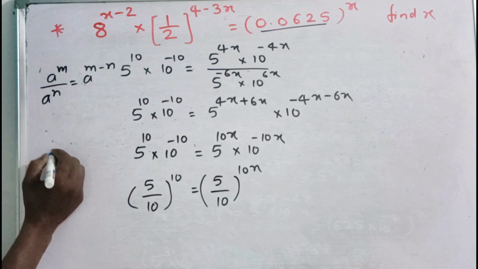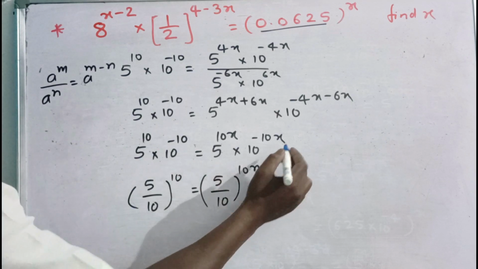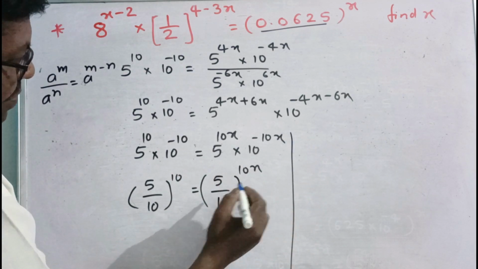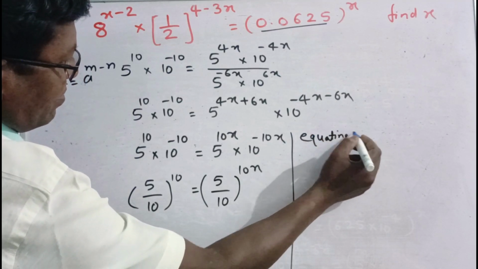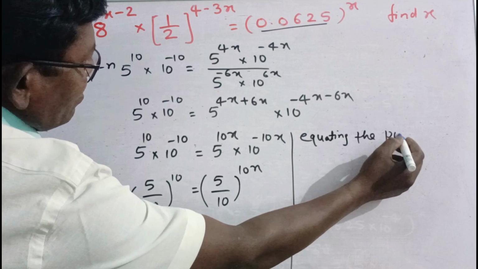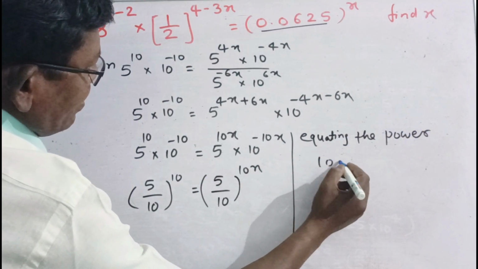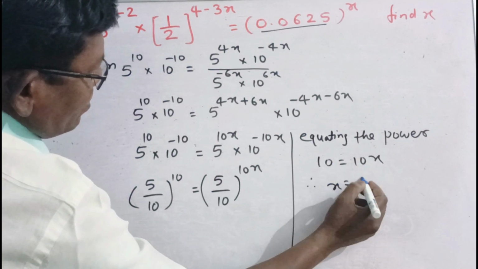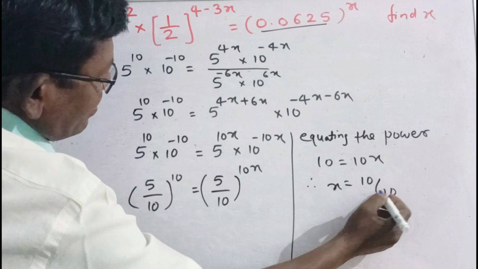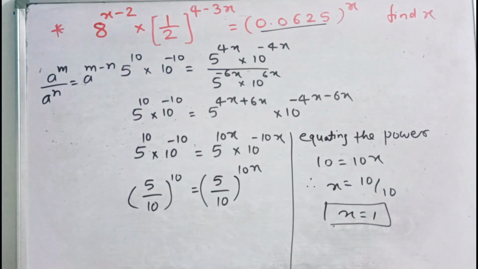Now the base is the same, just we want to equate the power. Equating the power, 10 is equal to 10x, therefore x is equal to 10 by 10, x is equal to 1. This is the answer.